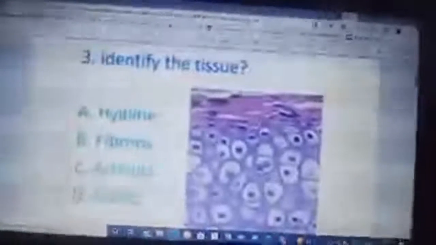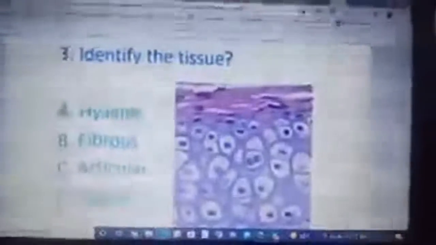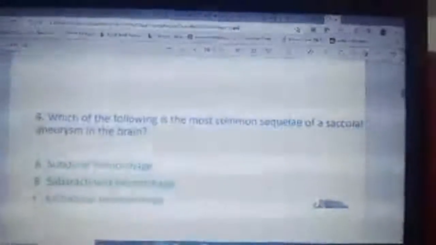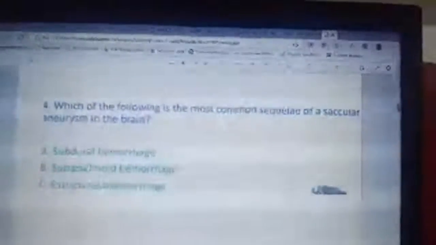Identify this tissue. This tissue is mainly the hyaline cartilage. The fibrous cartilage shows fibrous chondrocytes, and the articular cartilage shows bony osteoblasts, and the elastic cartilage shows elastic fibers. Okay, so the answer here is the hyaline cartilage. Which of the following is the most common sequela of a saccular aneurysm in the brain? So a saccular aneurysm means a round-shaped aneurysm in the brain, which usually occurs in the subarachnoid space. So it is called a subarachnoid hemorrhage. So the answer here will be subarachnoid hemorrhage.